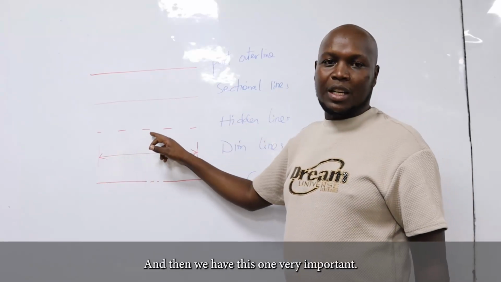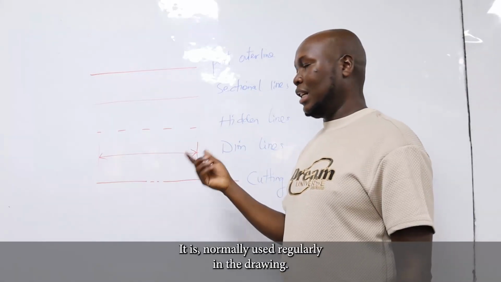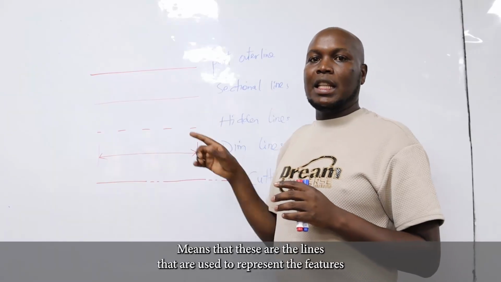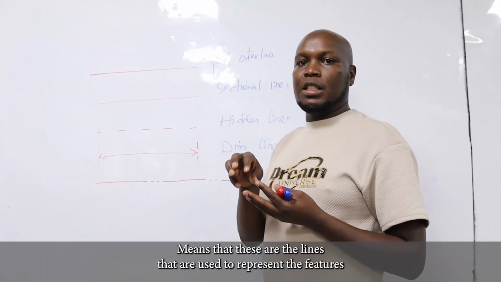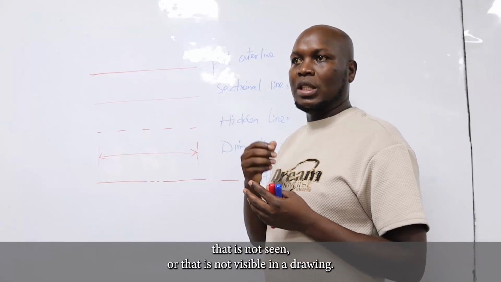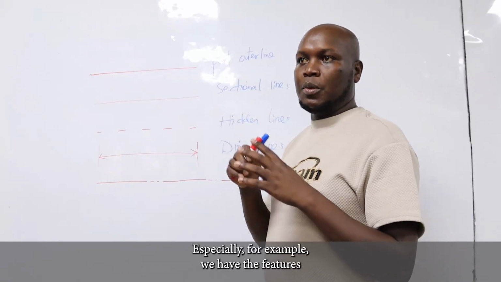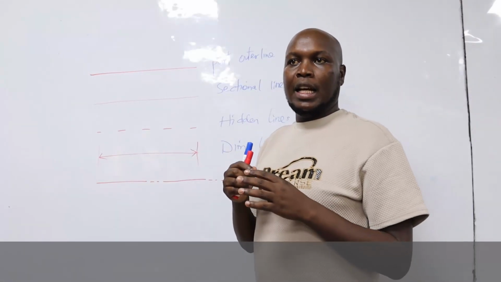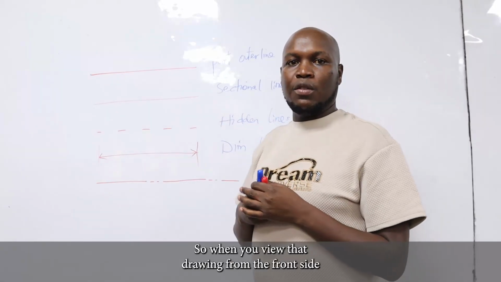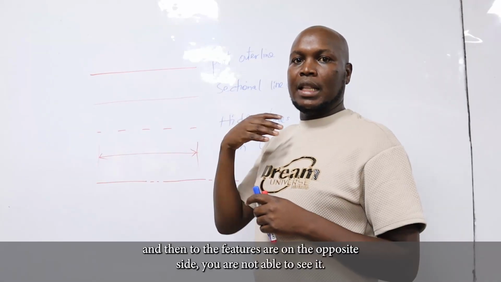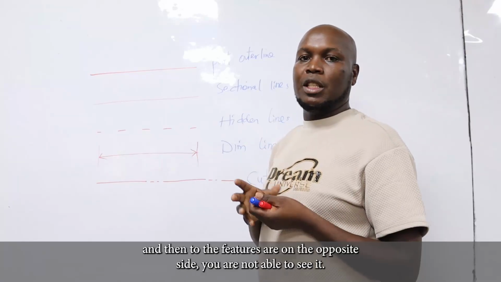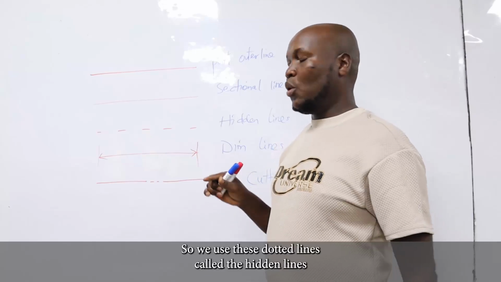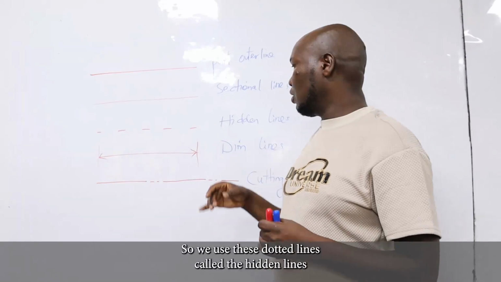And then we have this one, very important, normally used regularly in a drawing. It is hidden lines. Hidden lines are used to represent features that are not seen in a drawing, for example, features that are behind the drawing. When you have a 3D drawing and there is a feature behind it, when you view that drawing from the front side and the features are on the opposite side, you are not able to see them. So we have to represent those features in the drawing as well, and we use these dotted lines, which are called hidden lines.